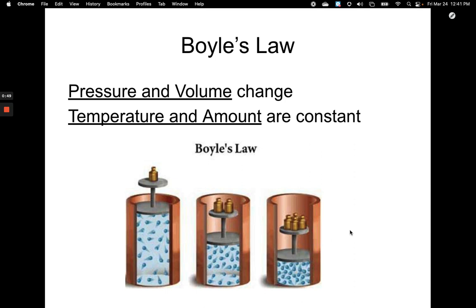So the first basic gas law is called Boyle's law. In that law, we are going to look at pressure and volume. What happens to pressure and volume when they change? Now we're going to assume the other variables, temperature and amount, are held constant. As you can see in the picture, if you increase the pressure on a contained gas, by adding weight to it, you'll notice what happens to the volume. It goes down. So an increase in pressure causes a decrease in volume, and this is called Boyle's law.